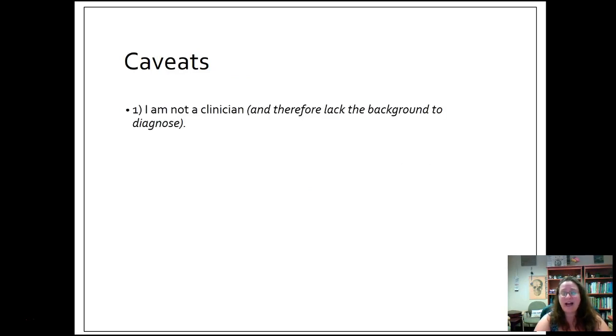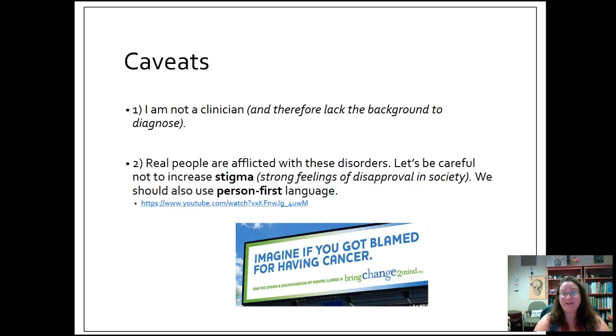An important thing: I'm not a clinician. So if we go through this lecture material and you think, wow, I really think I might have this disorder or one of my family members might, I'm not going to be able to diagnose you for that. I can offer resources, but I can't diagnose myself.